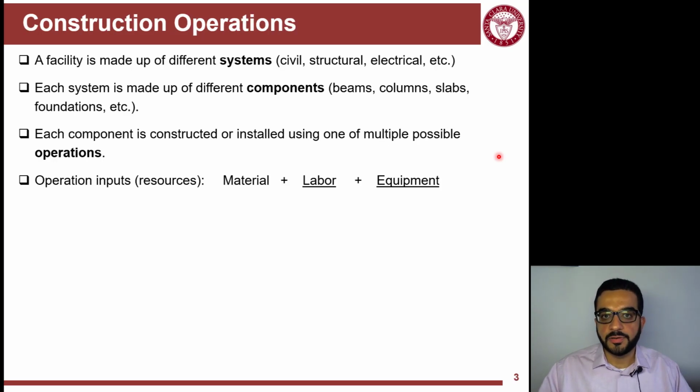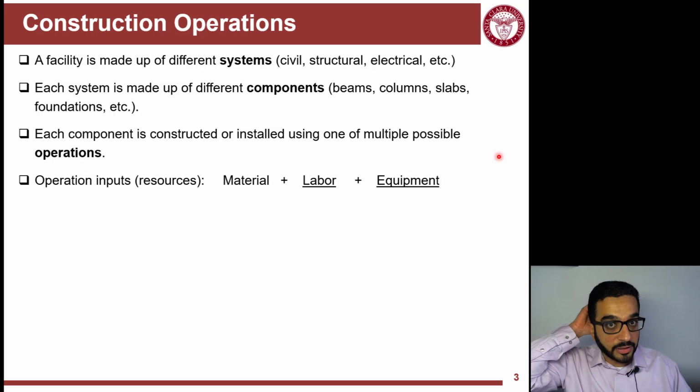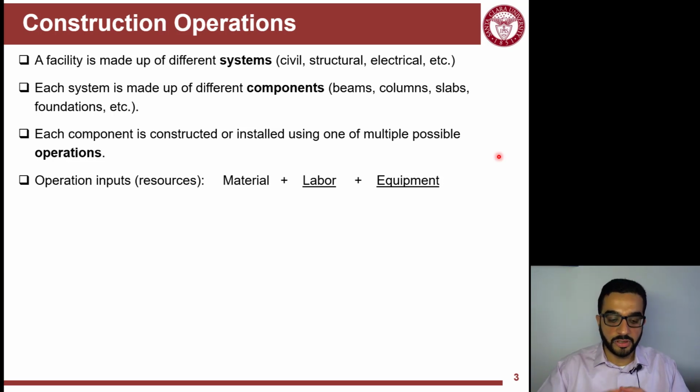So if you think about a facility that's being built, it's made up of systems. So you have the civil system, the utilities, and then the structural system. There is the electrical, mechanical, plumbing. All of these systems make up that facility. And then every one of these systems is made up of components.